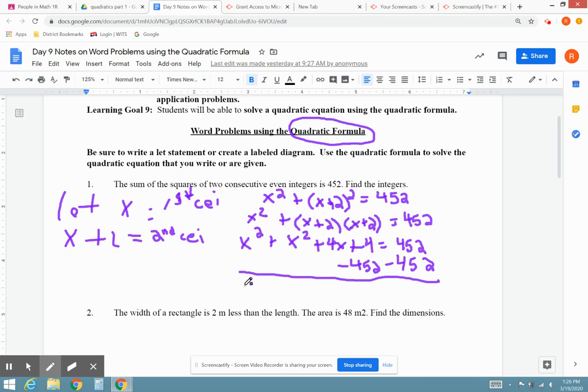Okay, so now I'm combining like terms as well. So 2x squared plus 4x minus 448 equals 0, which is 448 because 4 minus 452.